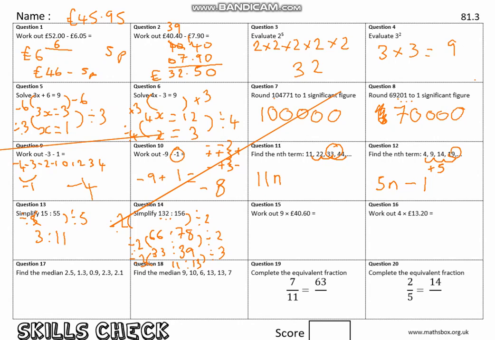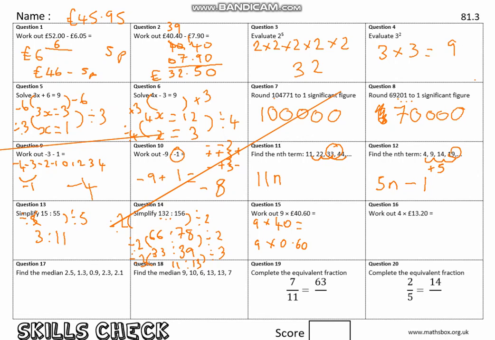Okay, on to some more money questions then. So this time I'm trying to do 9 times £40 and 60p. So let's split this one up like we normally do. So we can do 9 times £40, and then we can do 9 times 60p.